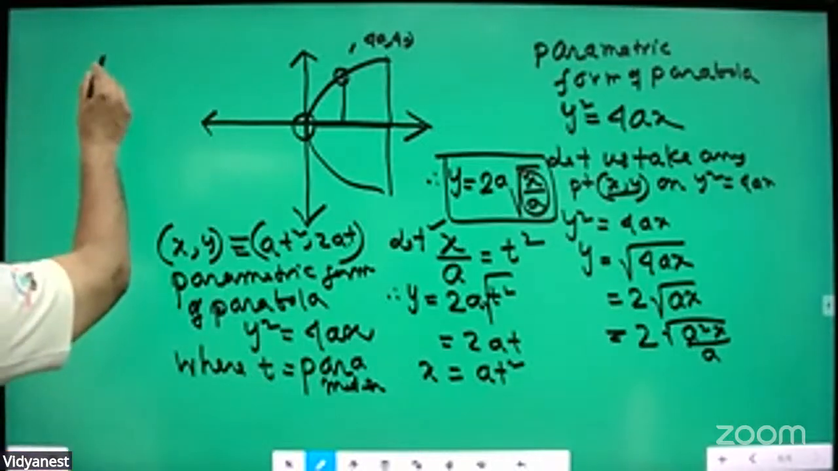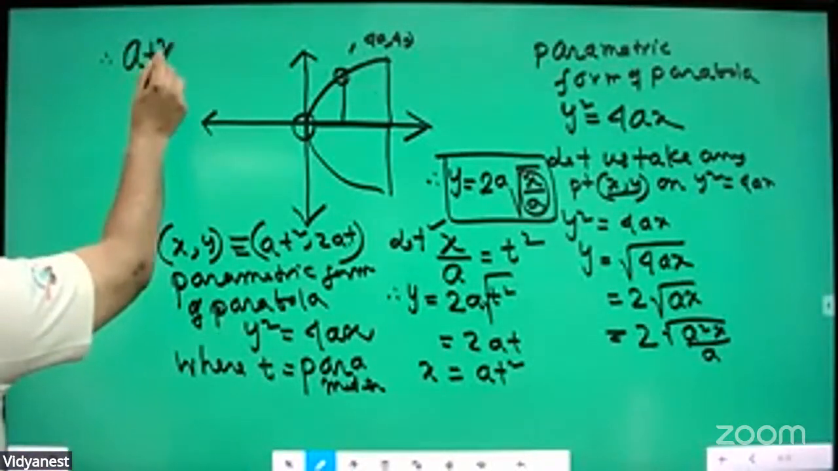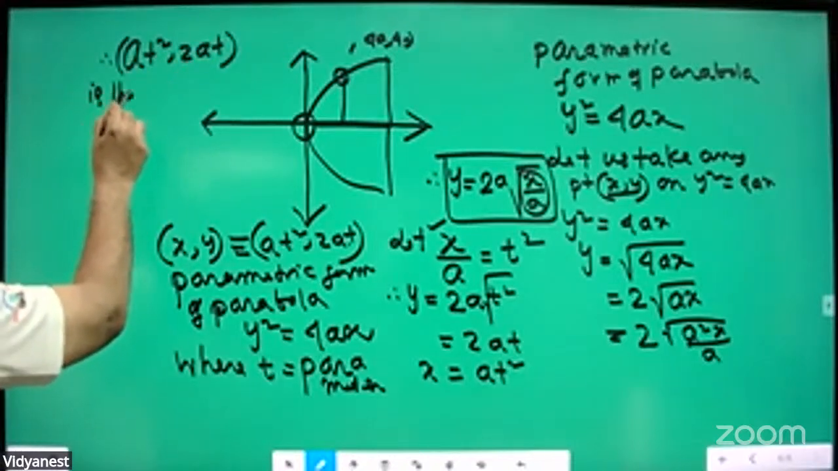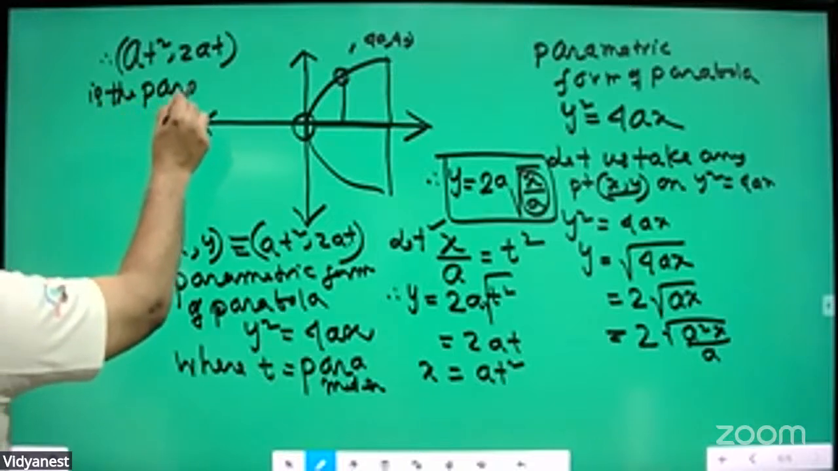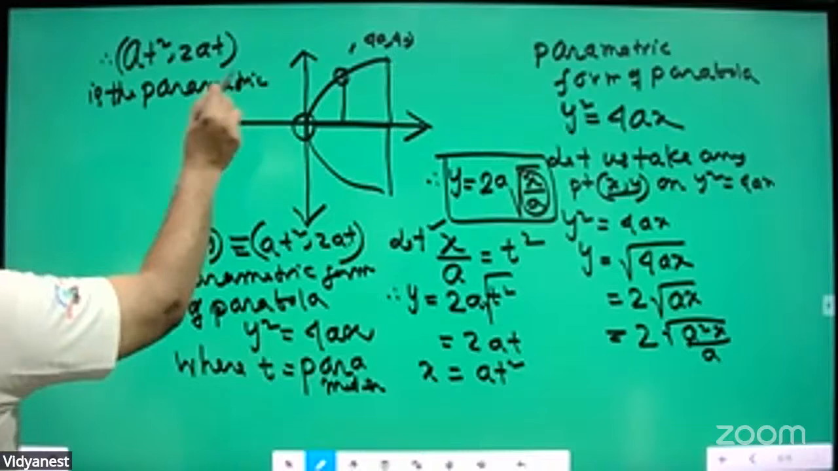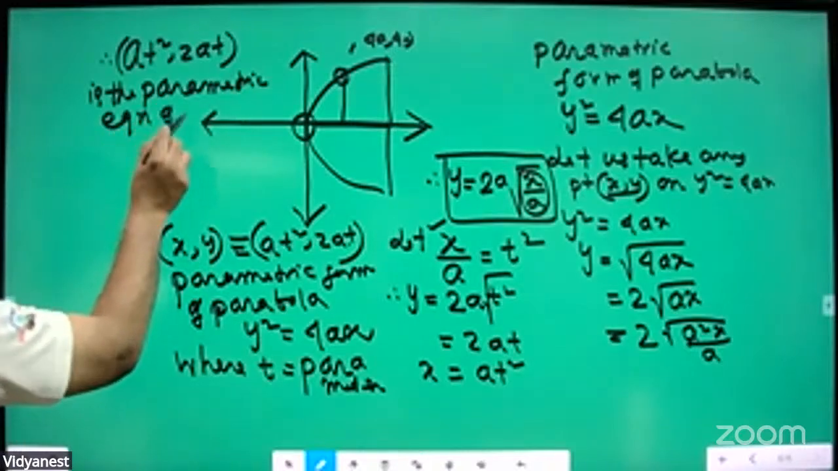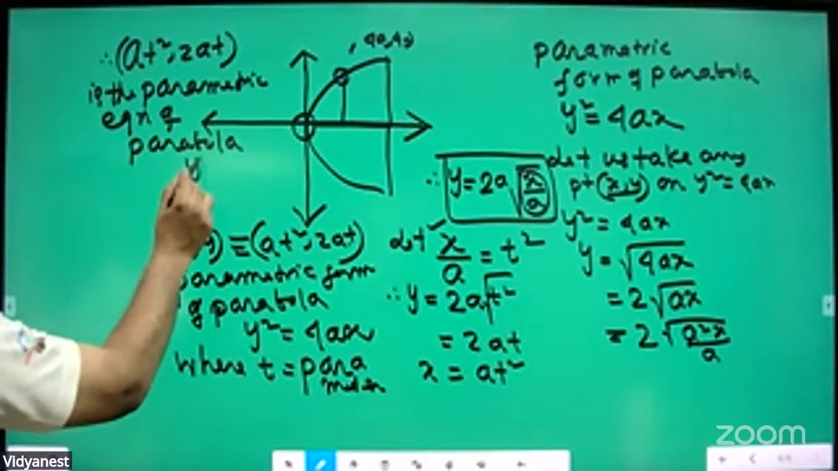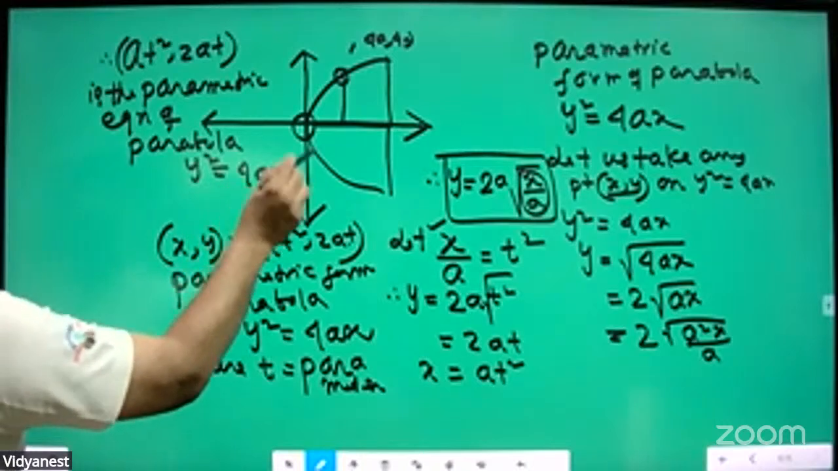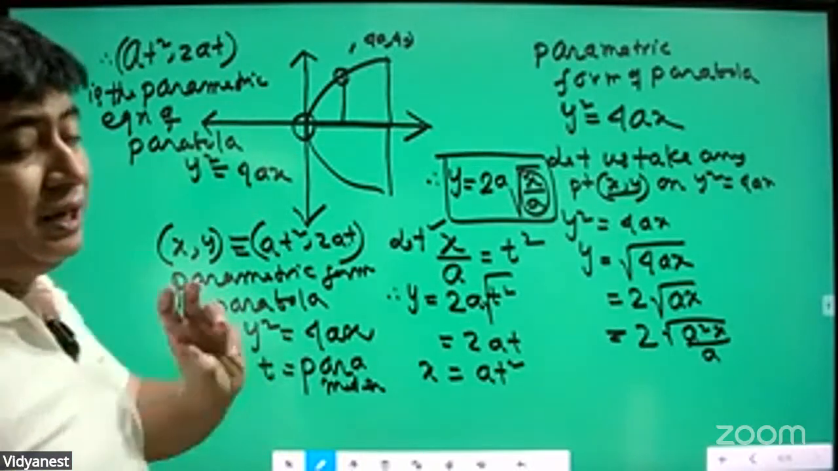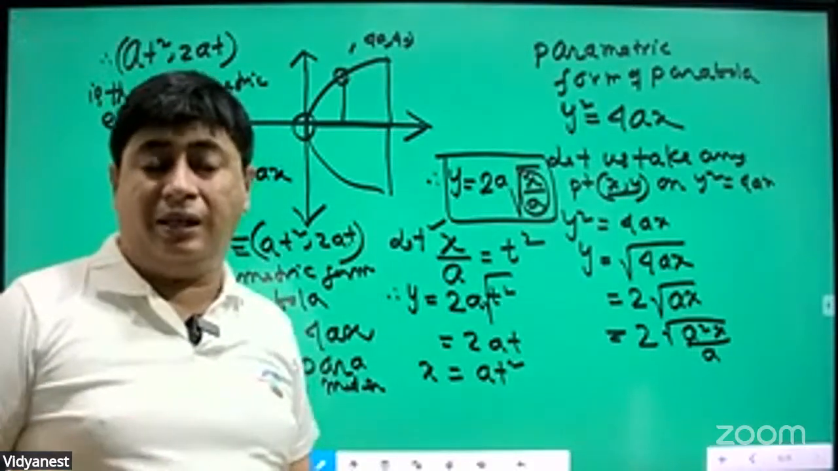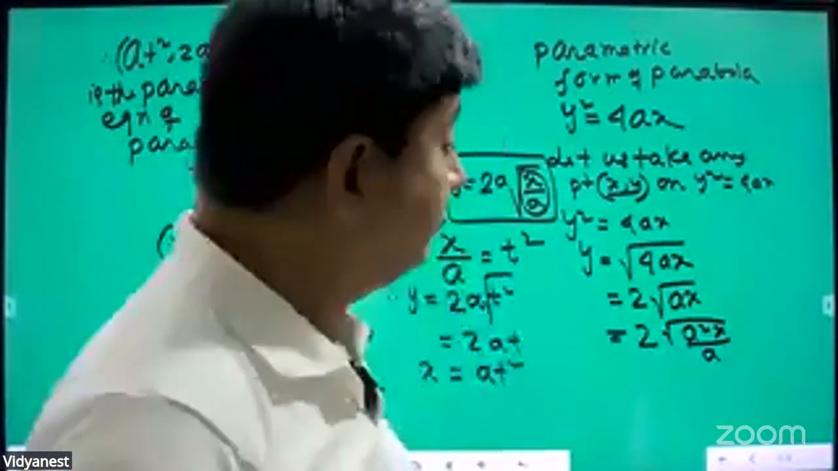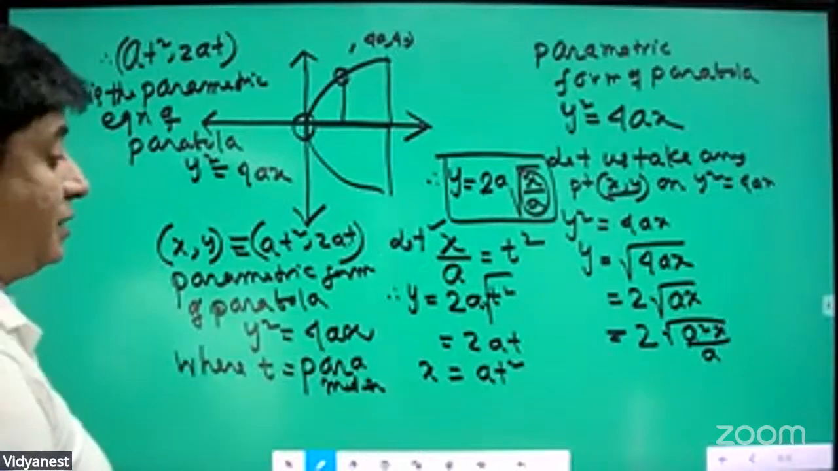Therefore, what conclusion can I draw? (at square, 2at) is the parametric equation of the parabola. What kind of parabola? y square is equal to 4ax. Now you can ask me, if the equation is of the form x square is equal to 4ay, what will be the parametric form? Okay, let's see.